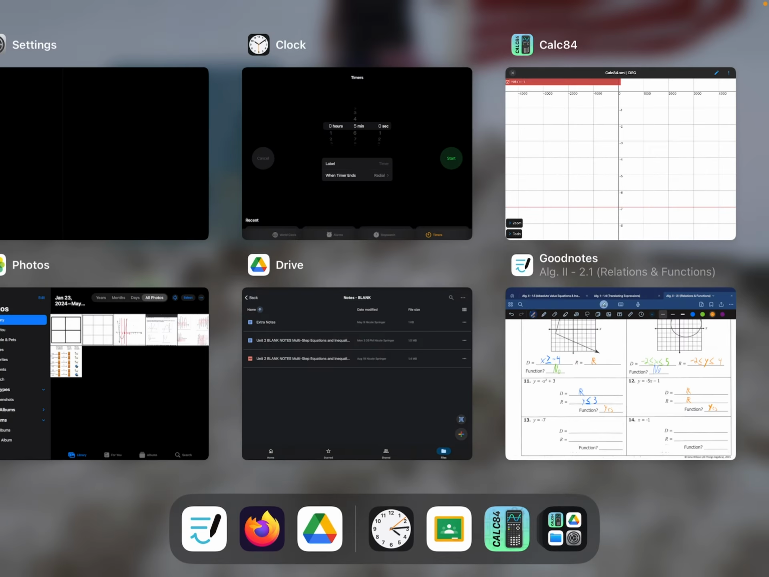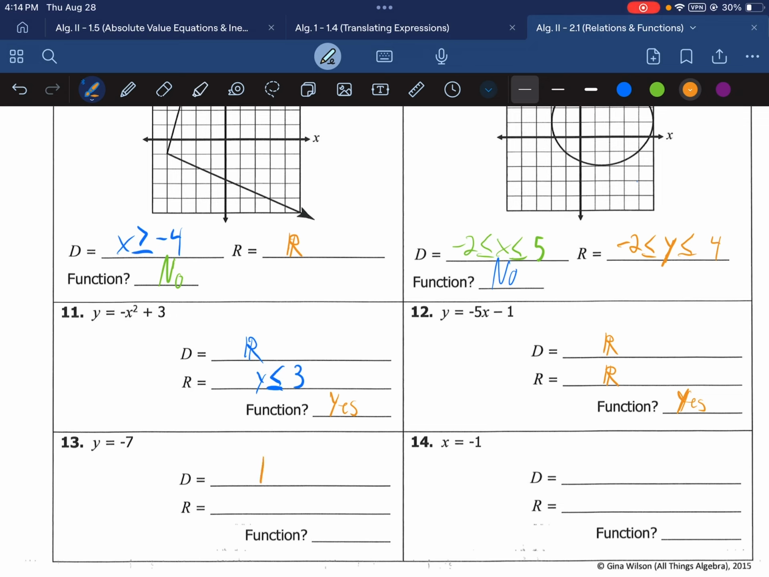It never changes. So domain, the double line R for all real numbers. The range, y equals -7. It's never anything else. And then is this a function? Yeah, because no vertical line would have ever crossed more than one spot on that graph.